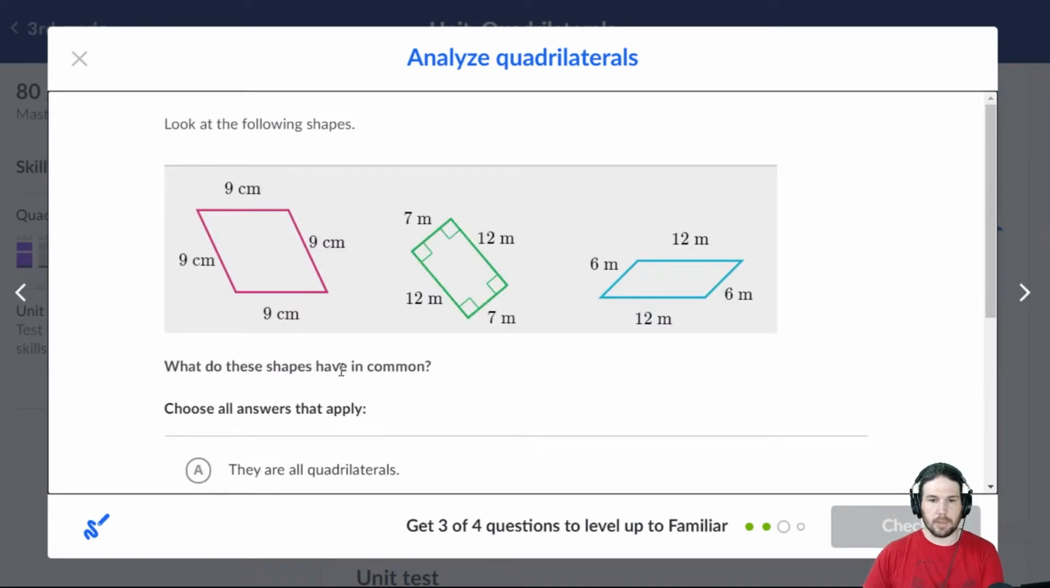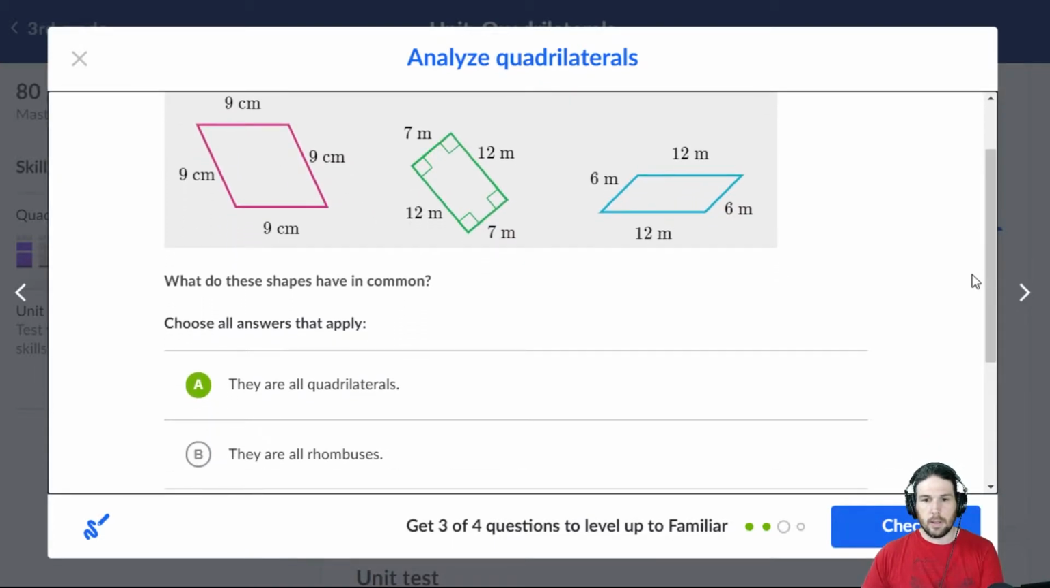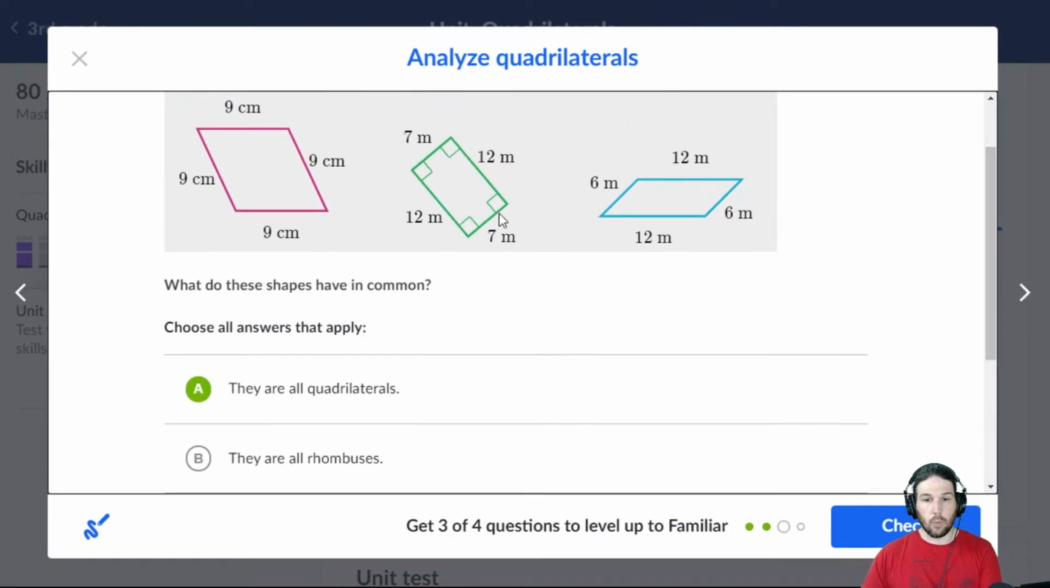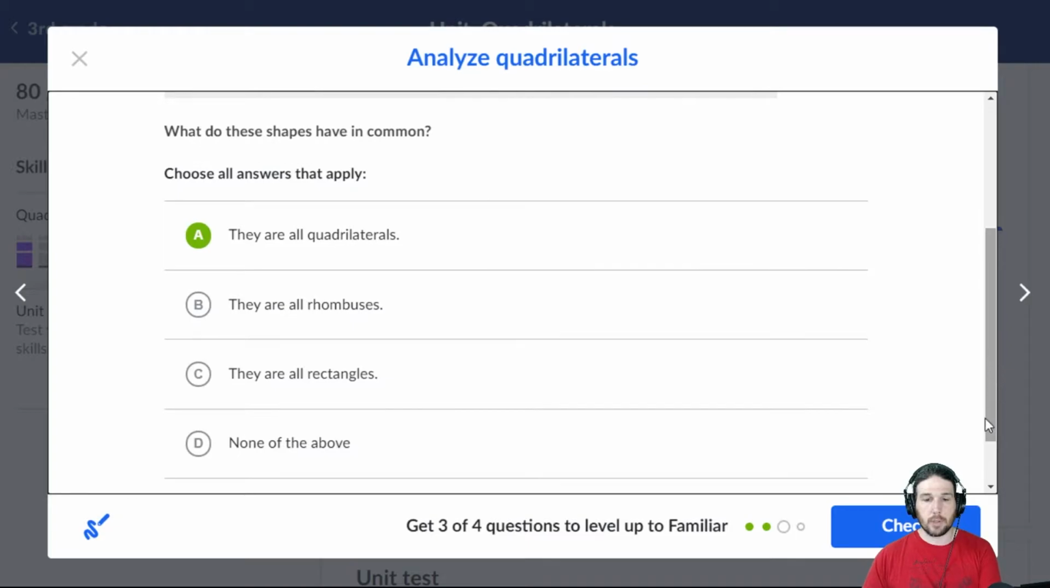Look at the following shapes. What do they all have in common? Well, they are all quadrilaterals, right? 1, 2, 3, 4. They're not all rhombuses, only the pink one is. Only the green one's a rectangle. So it looks like the answer is A.